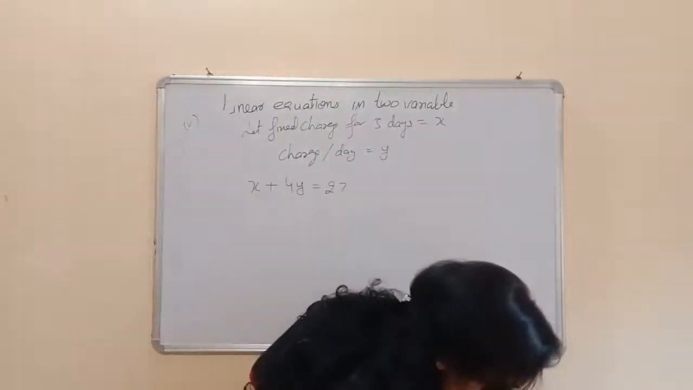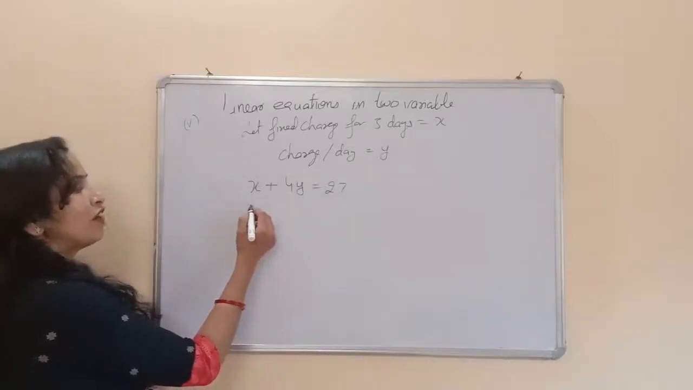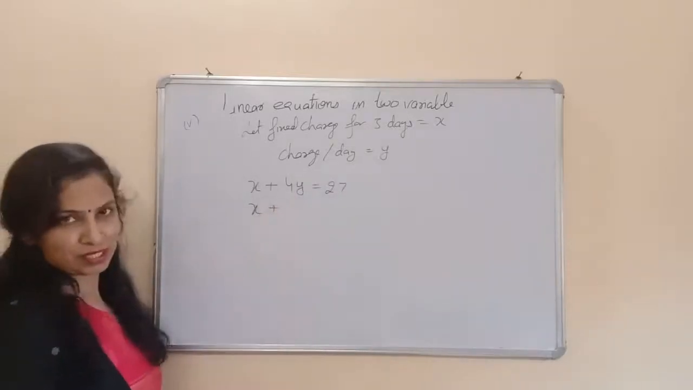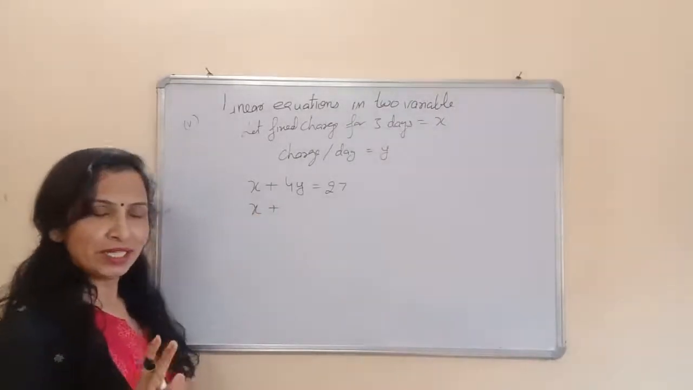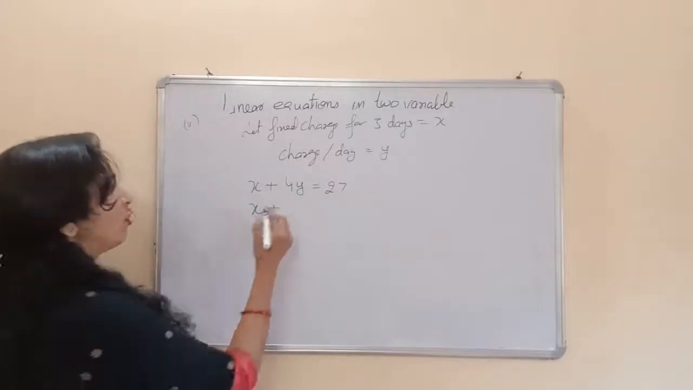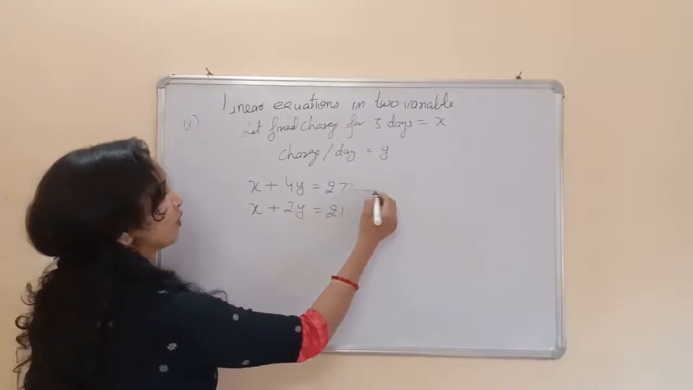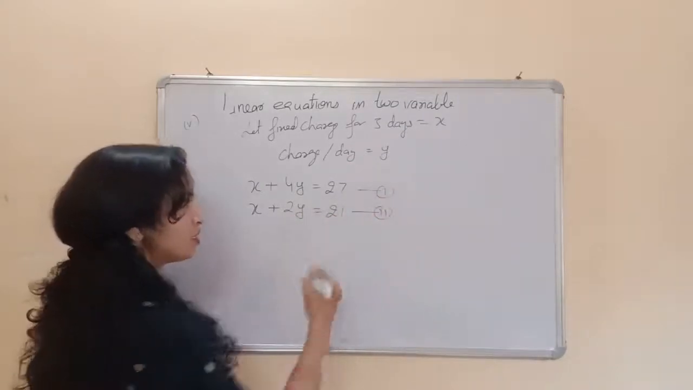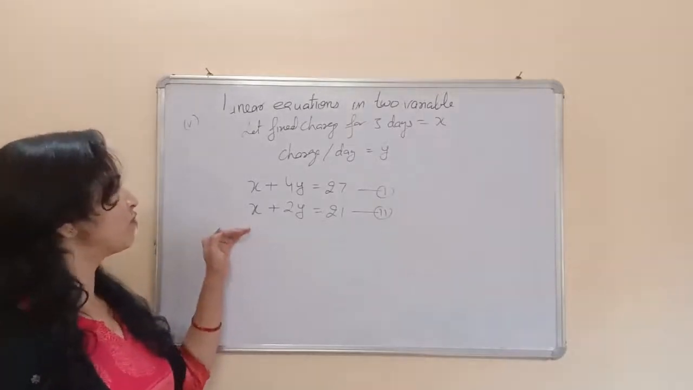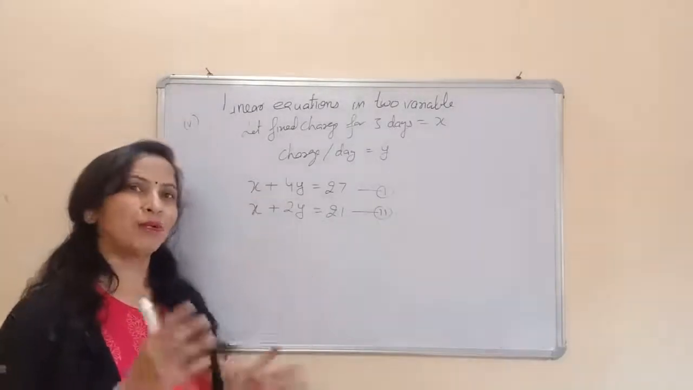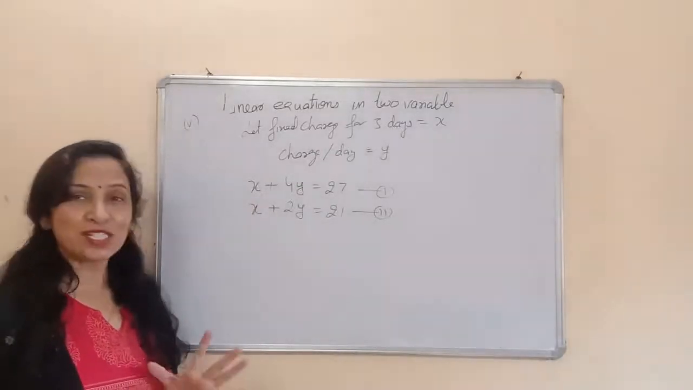And for the second equation, for 5 days she has to pay 21 rupees. Out of 5 days, for 3 days she will pay X rupees. Now 2 days are left unpaid. For these 2 days she has to pay 2Y rupees, equal to the total cost 21. So these are the two equations, and you can easily solve them by using the elimination method. By subtracting both the equations, first you will find the value of Y, and by putting the value of Y in any of the equations, you can also find the value of X. So this is all about the elimination method.